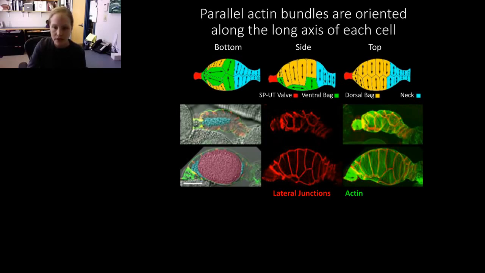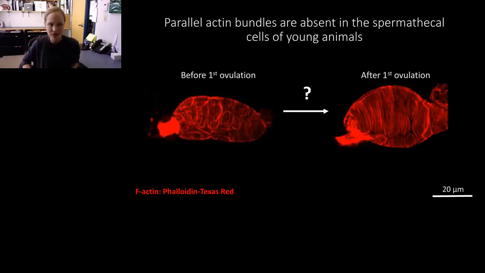Okay, so now you know what actin looks like, end of story. Except previous graduate student Ismar made this really interesting observation that in young animals, these parallel actin bundles that I've been talking about are absent. So our question was, all right, what is happening? How is it that these actin bundles are forming?